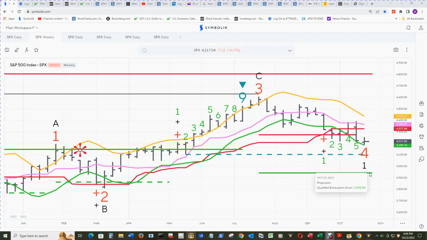And there's the qualified 50% exhaustion down at 3943.55, and the weekly sell TDST is at 4103.98. So let's keep an eye on that. We don't want to close lower than this close, 4224.16, for end of week Friday this week.